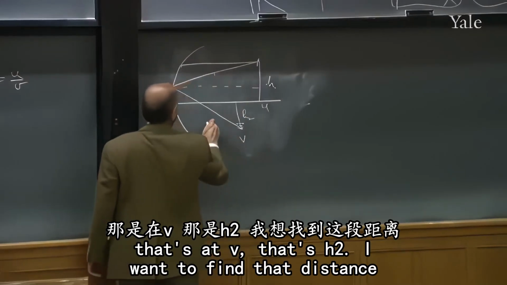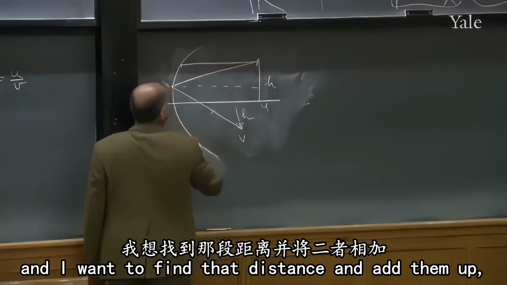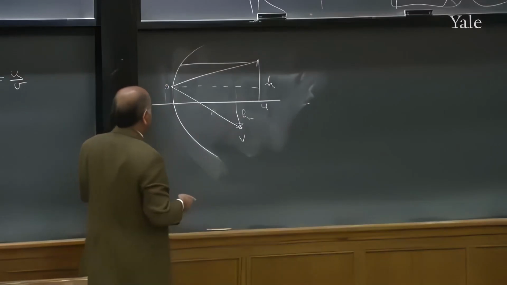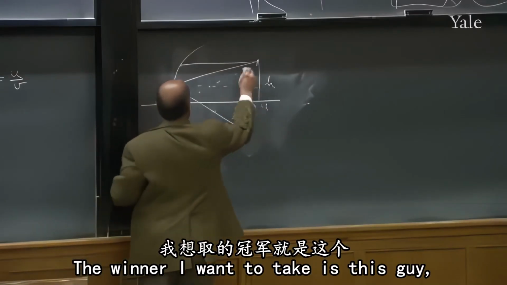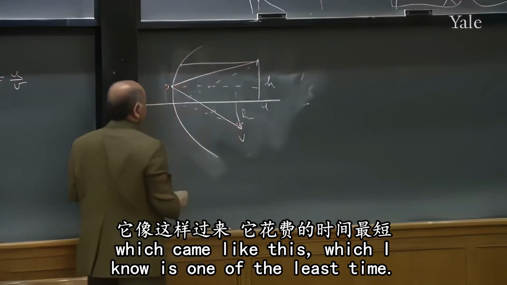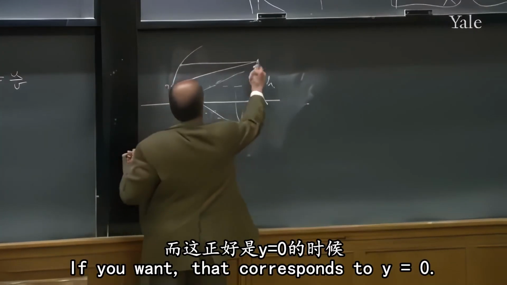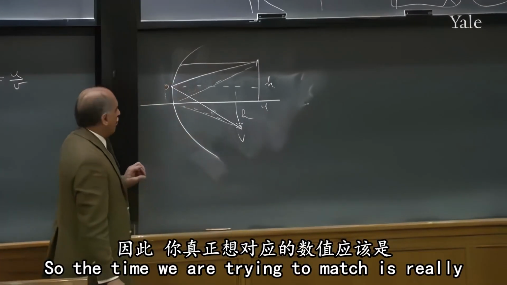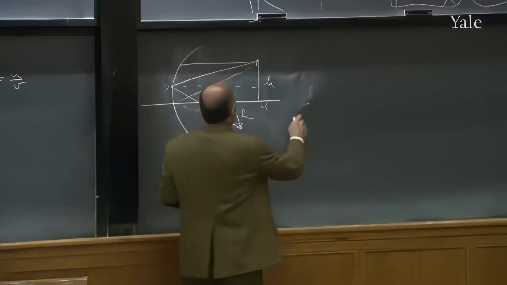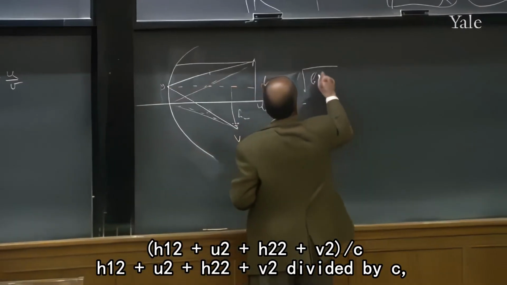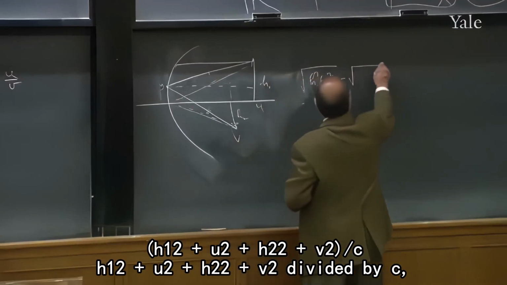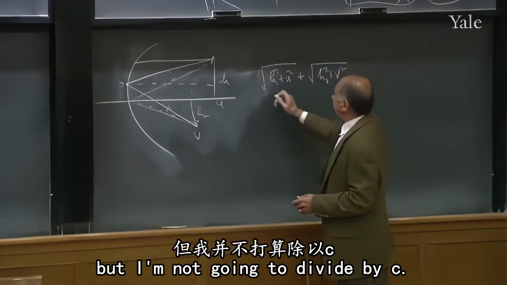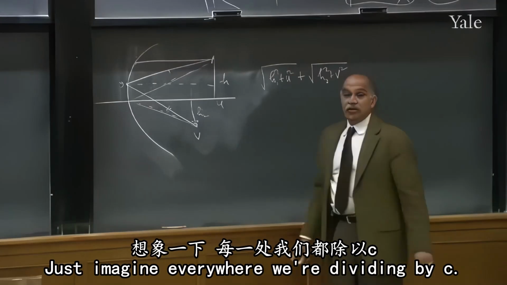I want to find that distance, and I want to find that distance, and add them up. And the answer should be the same as any of the winners. The winner I want to take is this guy, which came like this, which I know is one of the least time. That, if you want, that corresponds to y equal to 0. So the time we are trying to match is really square root of h1 squared plus u squared plus square root of h2 squared plus v squared, divided by c. But I'm not going to divide by c. Let's imagine everywhere we're dividing by c.